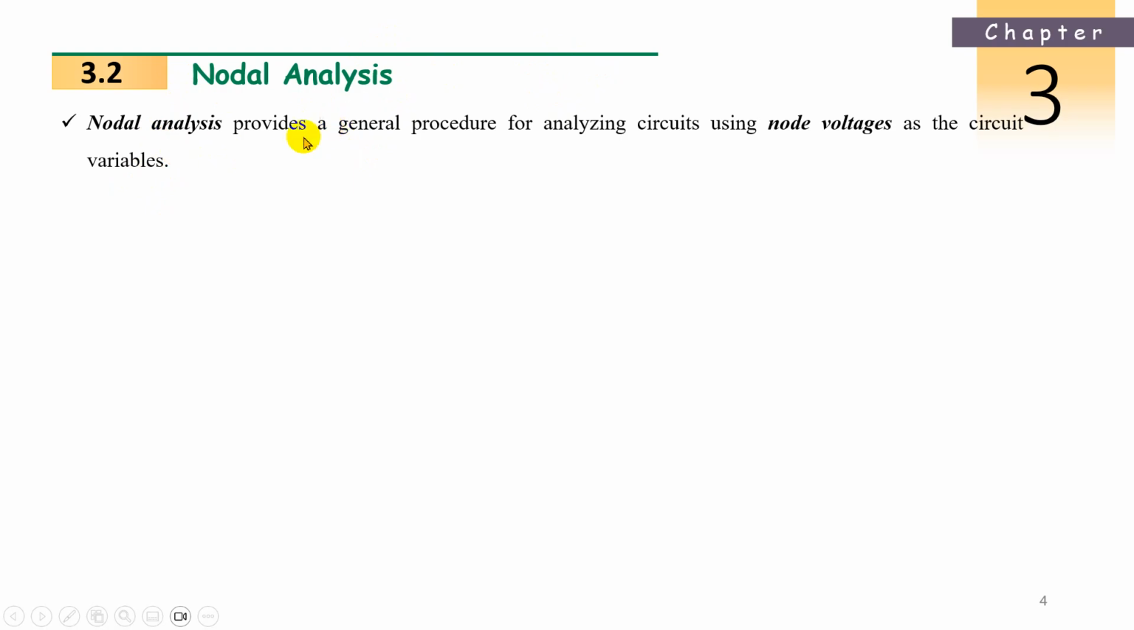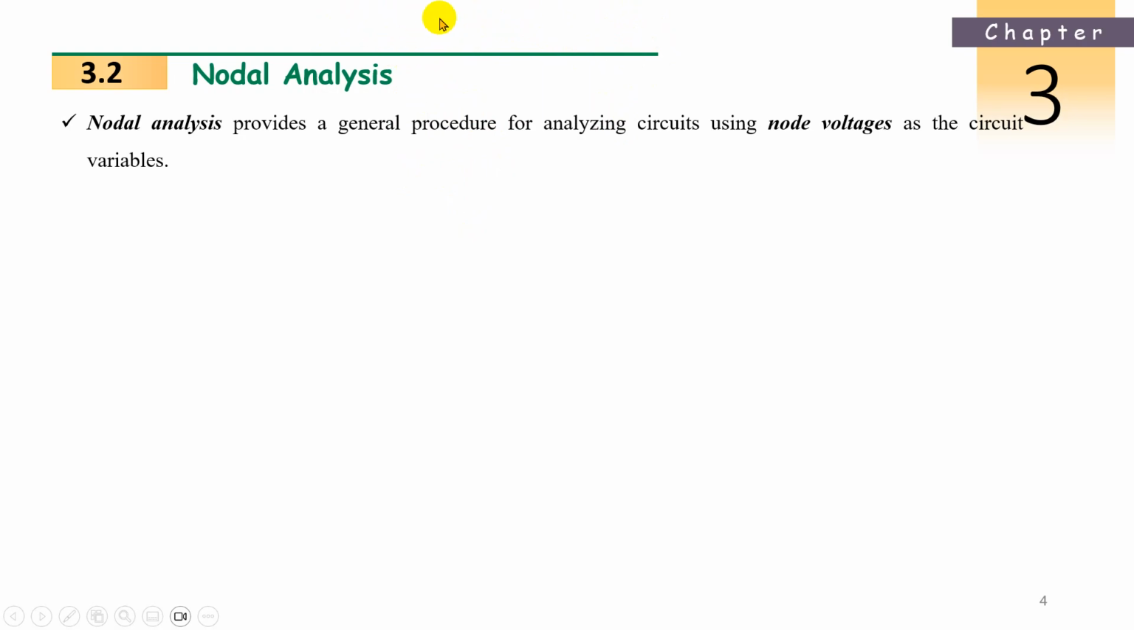So what is node analysis? Node analysis provides a general procedure for analyzing circuits using node voltages. Generally at a node, the sum of currents entering equals the sum of currents leaving. This is one equation. In this equation, replace the current with voltage using Ohm's law, I equals V by R. So first we write the currents at a particular node, and one equation will come.